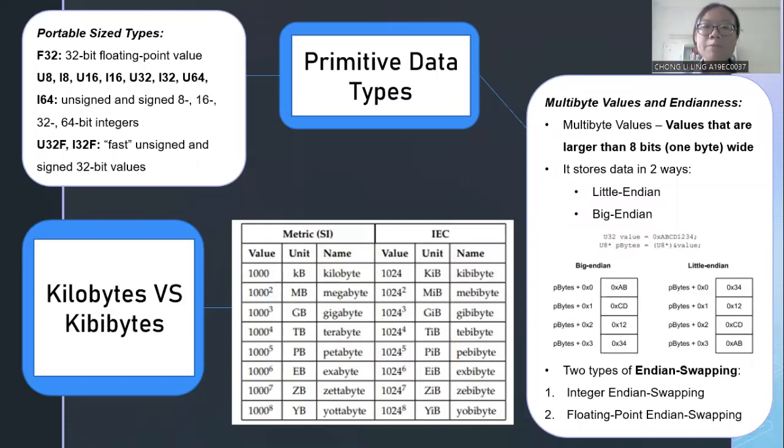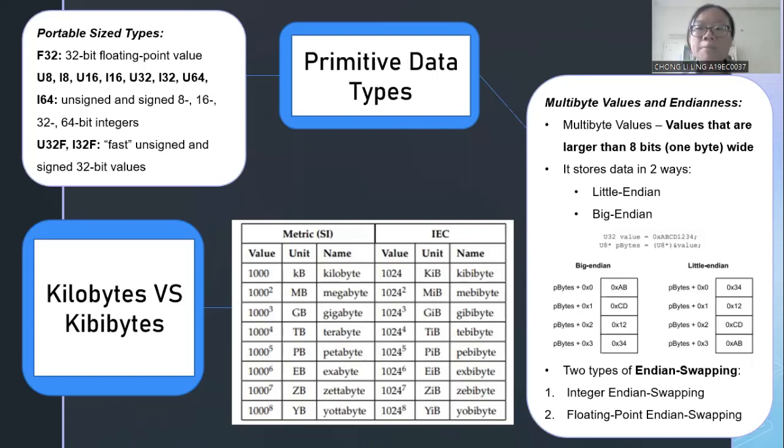In the primitive data types, there are portable size types. The F in front of the number represents floating point. The number represents the bit. The U and I represent unsigned and signed. The F behind the number represents fast, which brings faster code.